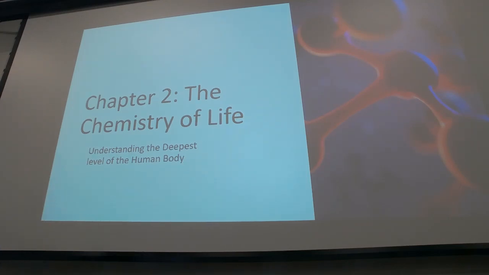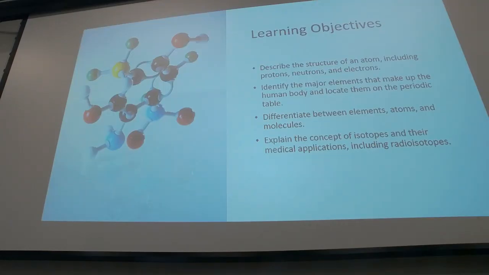Okay, so chapter 2 is titled The Chemistry of Life. In this chapter, we're going to learn the components of the body at the atomic level, and we're going to understand also how these tiny molecules start forming the different parts of the human body. We're going to describe the structure of an atom. We're going to see the components of an atom, which are protons, neutrons, and electrons. We're going to see what the major elements are that form the different cells and tissues in our body.